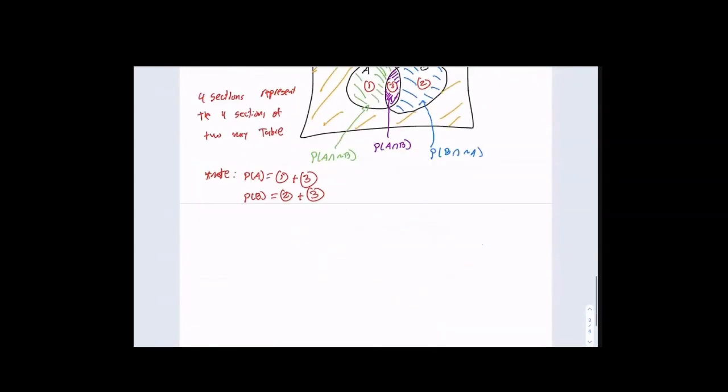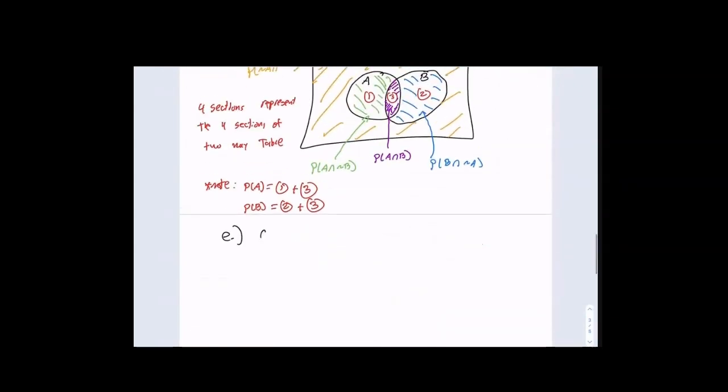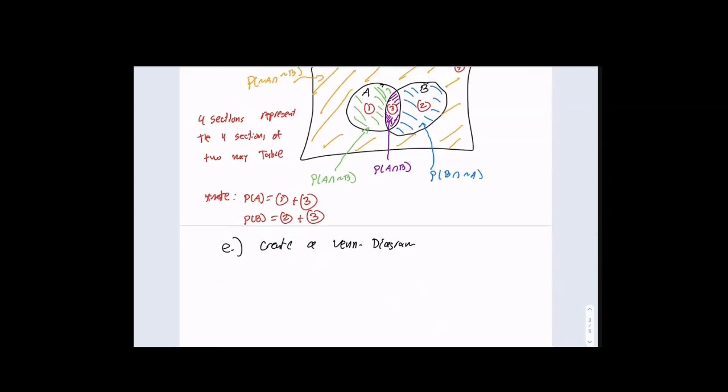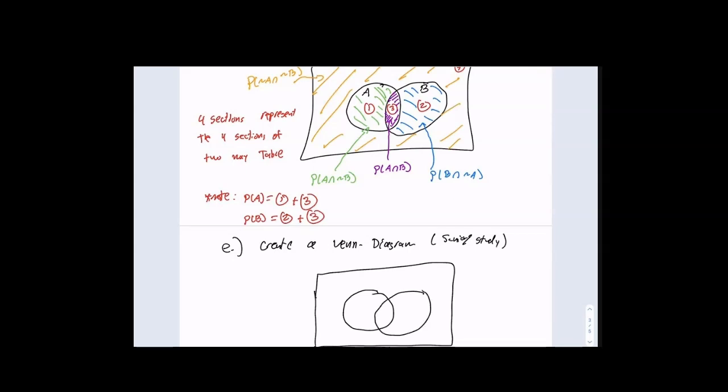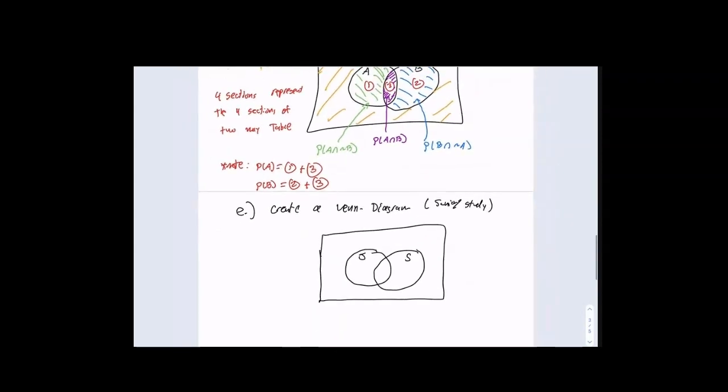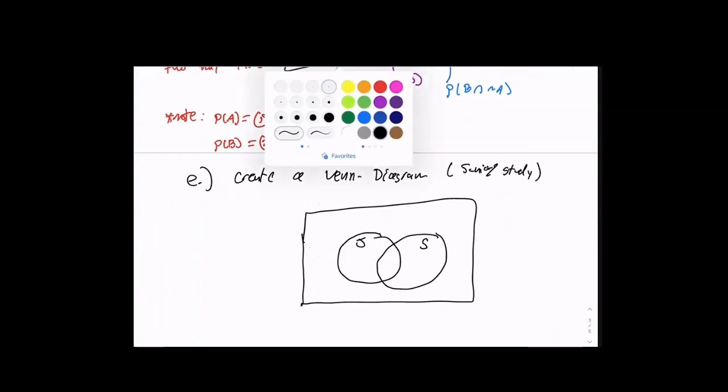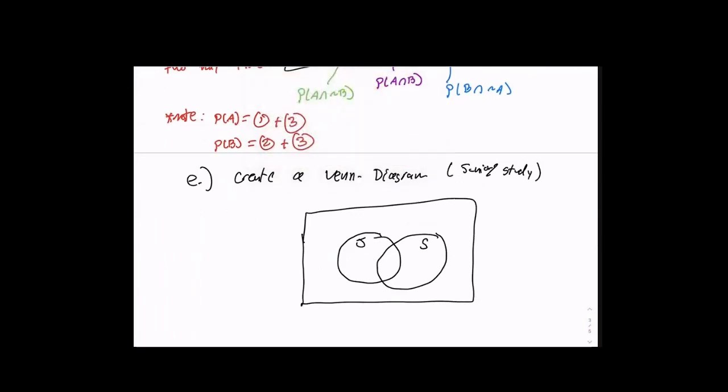So, question E, as a follow-up to the previous problem, create a Venn diagram of the juniors and study. My Venn diagram would be two circles that intersect. I have a circle for my juniors and a circle for my studiers. I'm just going to take the values for them. What number goes inside the intersecting piece? The juniors and studies.